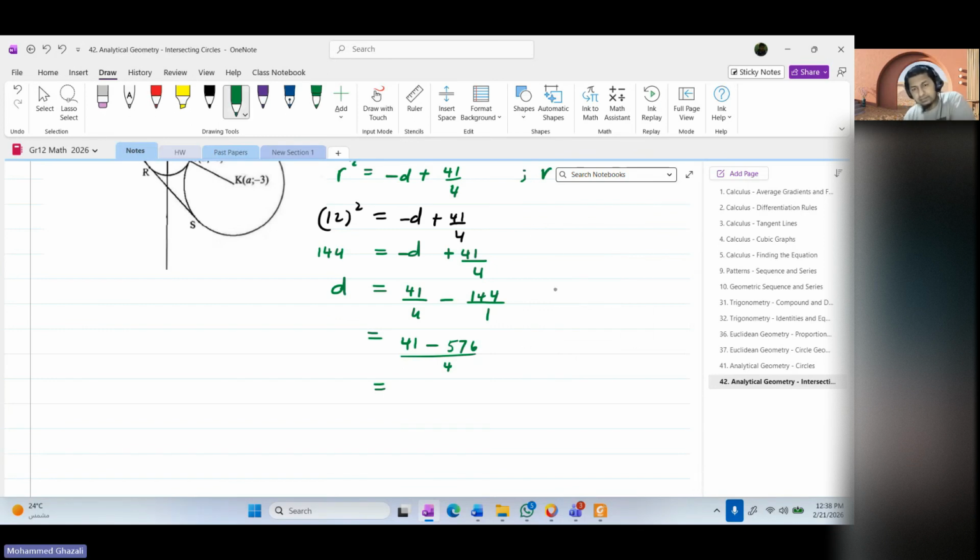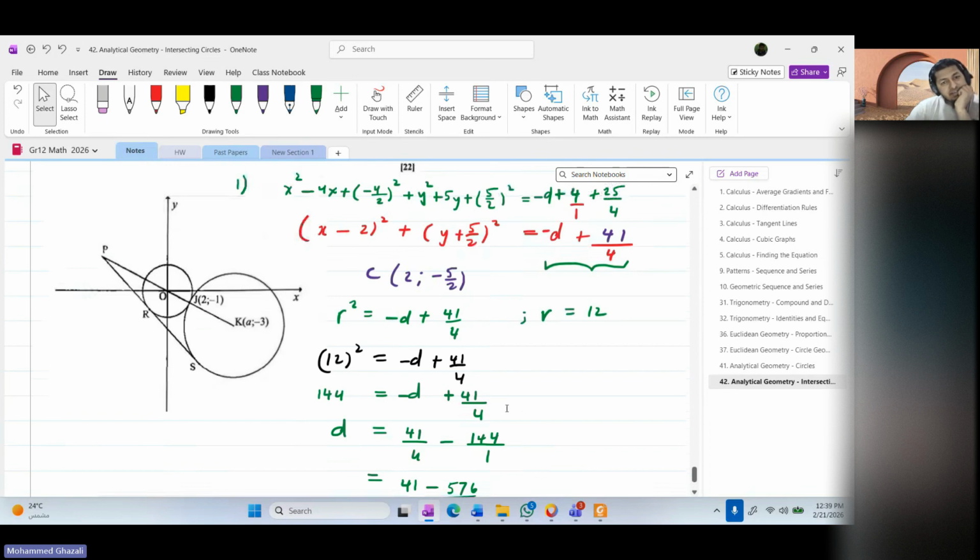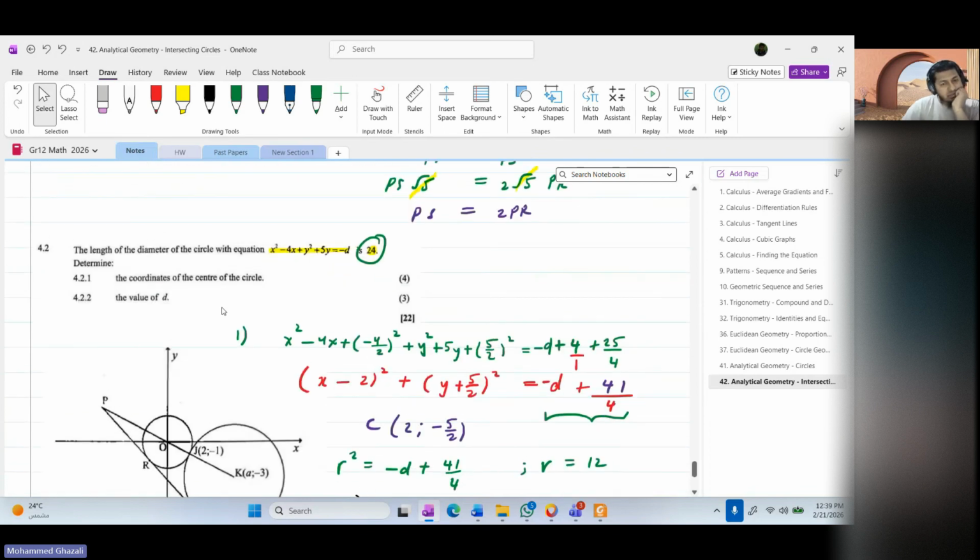Just check that up. So the value of d is minus 535 divided by 4. That's what the value of d is.